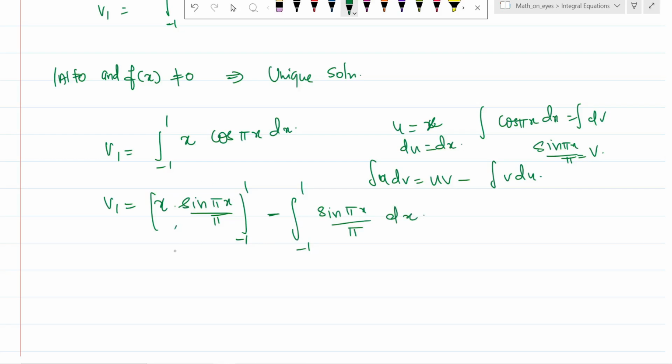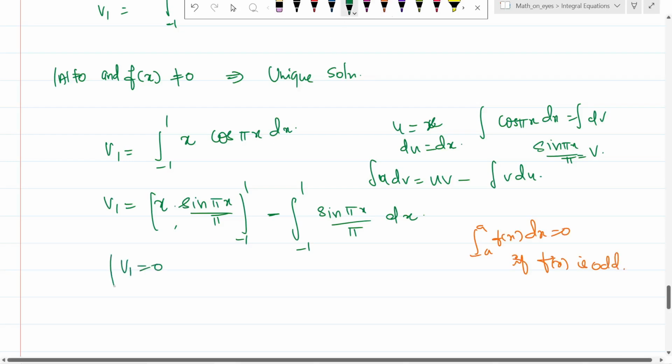So this part will become 0. And this function sin pi x, sin x is an odd function. When your limit is from minus a to a, integral minus a to a f of x dx is equal to 0 if f is odd. F of x is an odd function, then it will become 0. So this is going to be 0. So we get V1 is equal to 0.